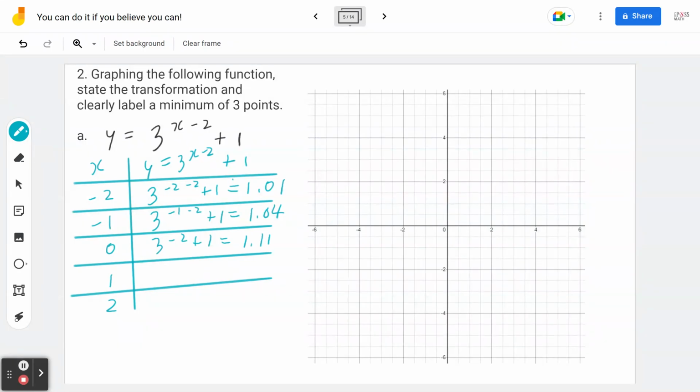If I plug in 1, that's going to be 3 to the power of 1 minus 2, plus 1. So this equals 3 to the power of -1 plus 1, which is approximately 1.3. And of course, if I plug in 2, this is going to be 3 to the power of 2 minus 2, plus 1. That's going to be the same as saying 1 plus 1, which is 2.